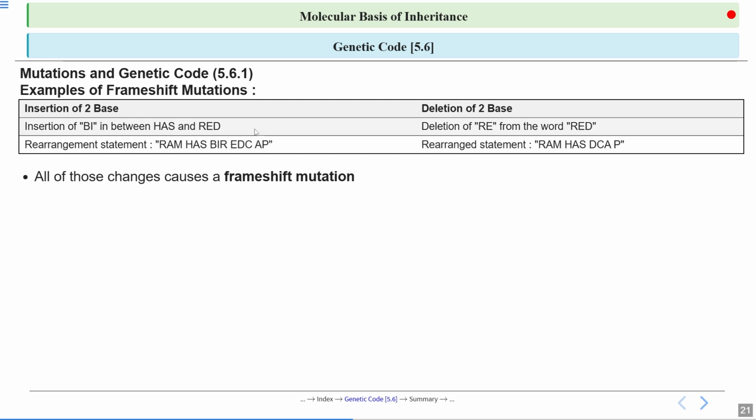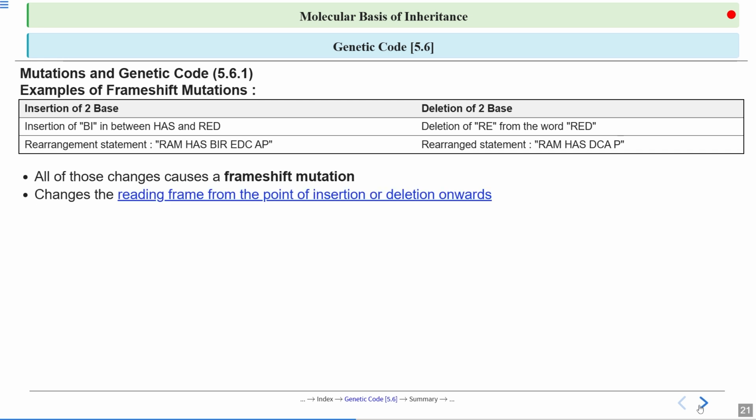And what do these alphabets represent? They are an analogy, like base pairs, like nucleotides, like the AUC and GUC we have seen. All of these changes cause frame shift mutation. It changes the reading frame from the point of insertion or deletion onward. The point where we have inserted or deleted any base pairs is where the reading frame changes.